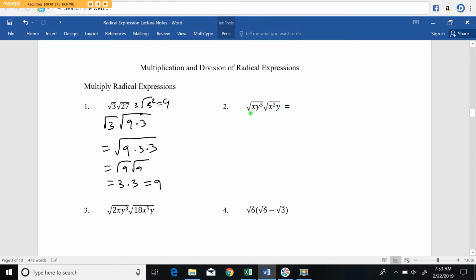So here, this root x and this root x to the third, that can be multiplied out to, or combined to square root of x to the fourth. And then root y to the fifth times root y is square root of y to the sixth, right? If we write this under one radical. And then square root of x to the fourth is x squared. Square root of y to the sixth is y to the third. Moving on.